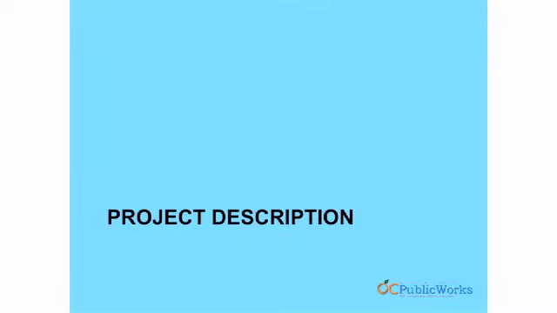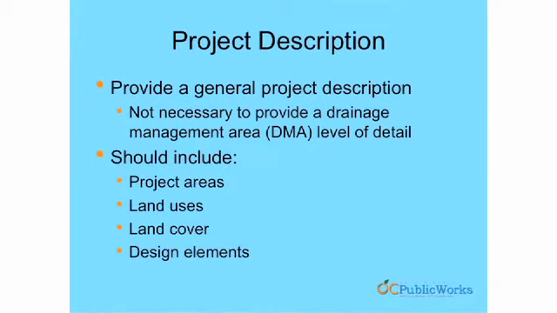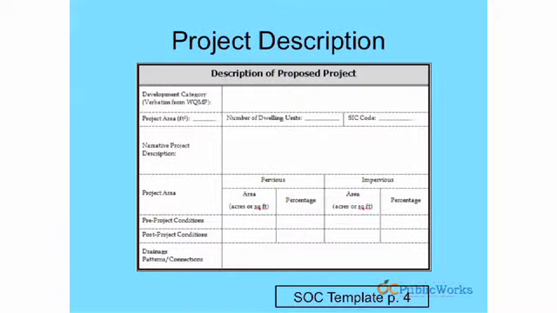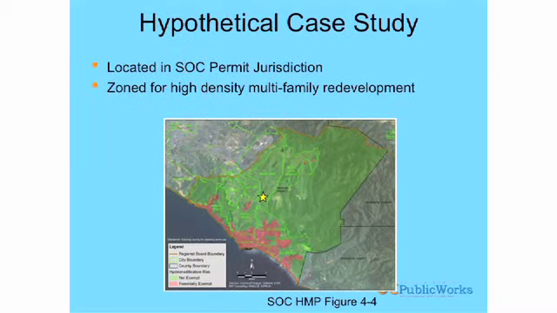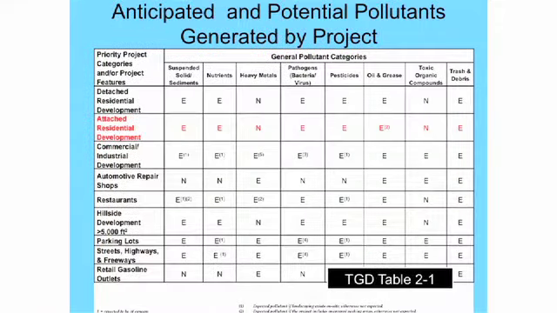So, as I mentioned, the project description is intended to describe the project, analogous to a project description that would be contained in an EIR. This is the envelope within which they're working. It doesn't need to break the project down at the drainage management area level, but it should clearly define what the project is, so that we can define what permit requirements apply. For those of you who are unlucky enough to have two different sets of requirements that apply to different parts of your city, they'll need to define where they are in the jurisdiction. They'll need to define what type of land use they are, where the project is located, and so on.